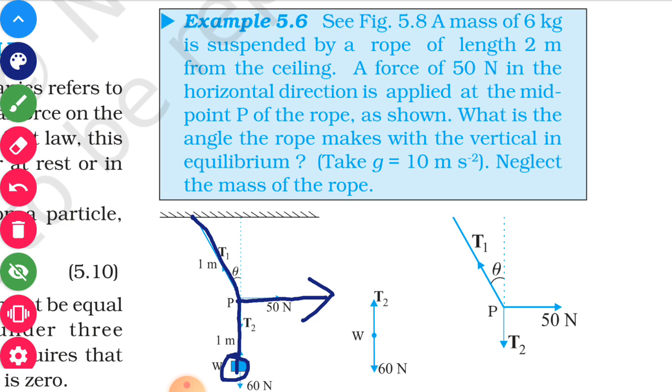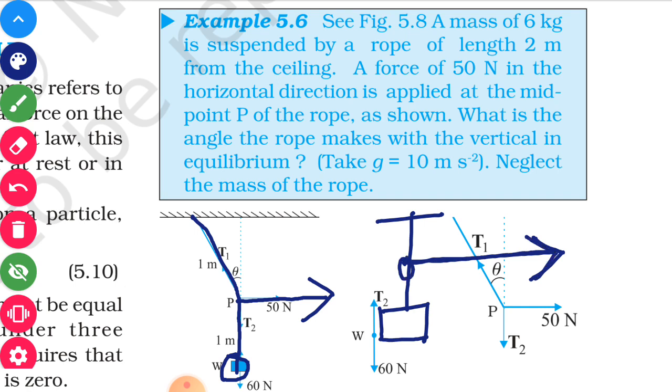Otherwise, if only the 6 kg weight is applied at the end of the rope, then it would hang like this. But when we pull this rope from its midpoint by applying a 50 Newton force, then this kind of situation arises. Now, what is the angle the rope makes with the vertical in equilibrium? We have to neglect the mass of the rope.